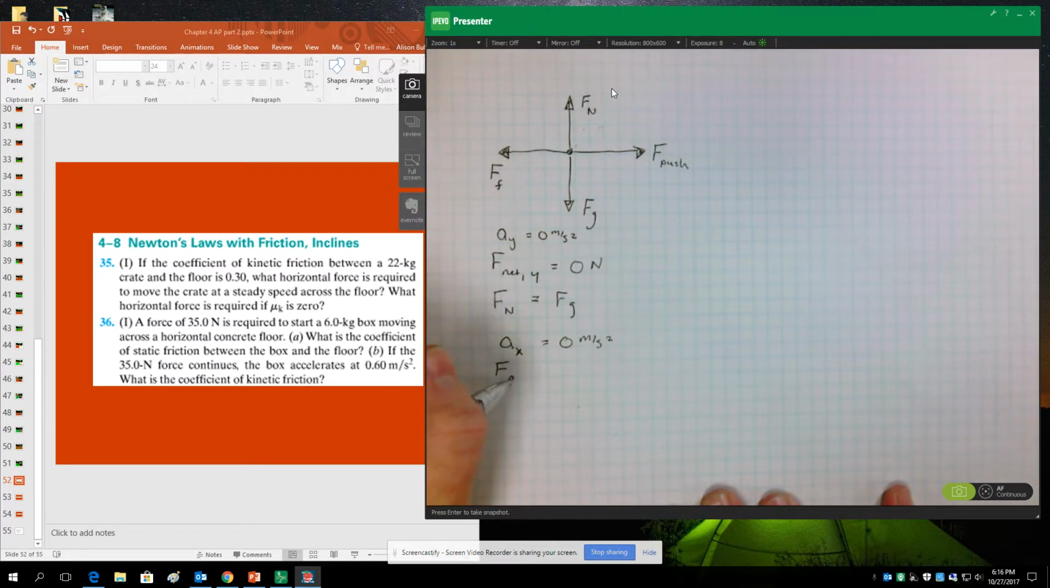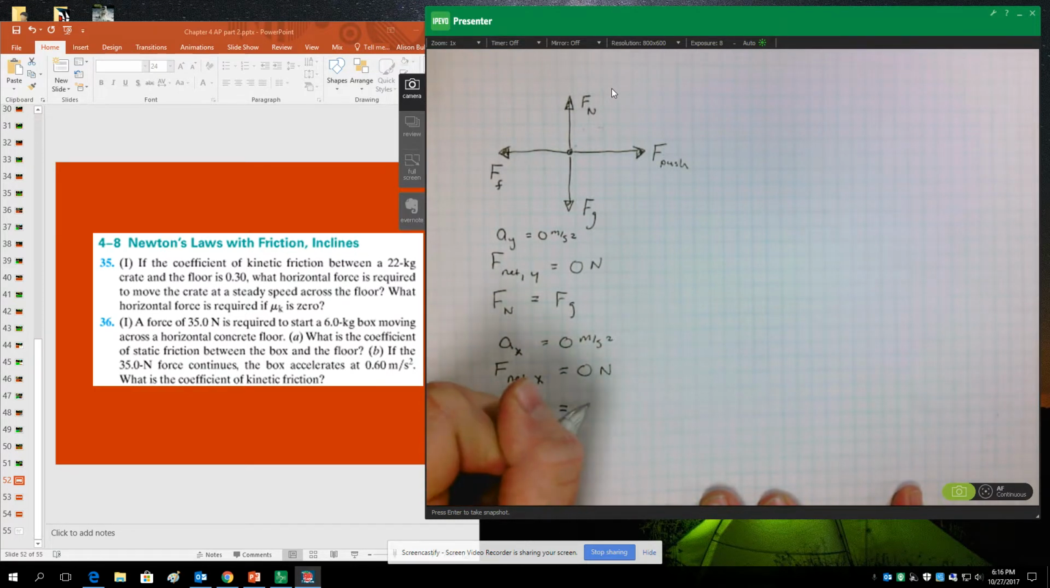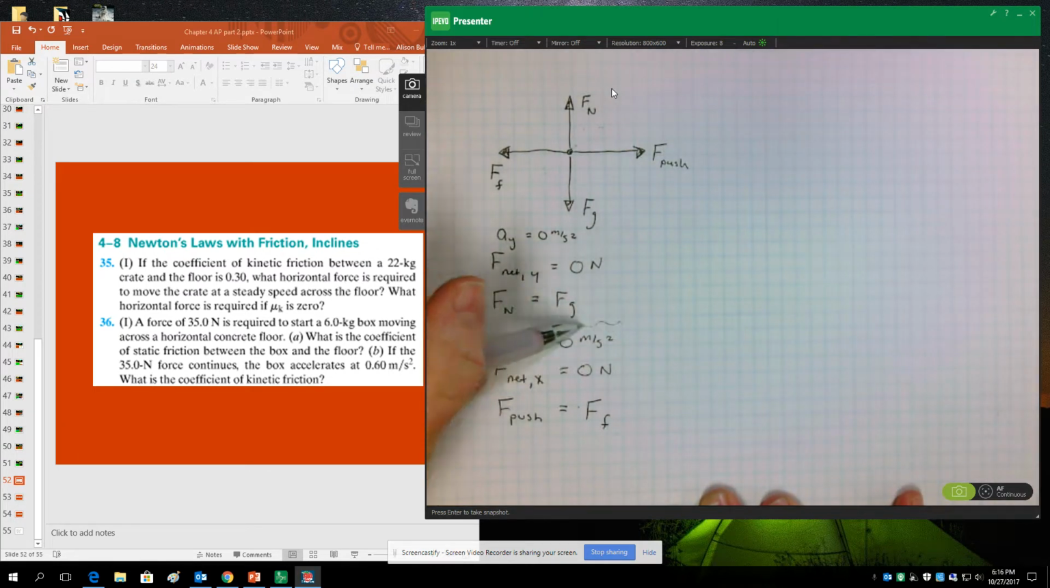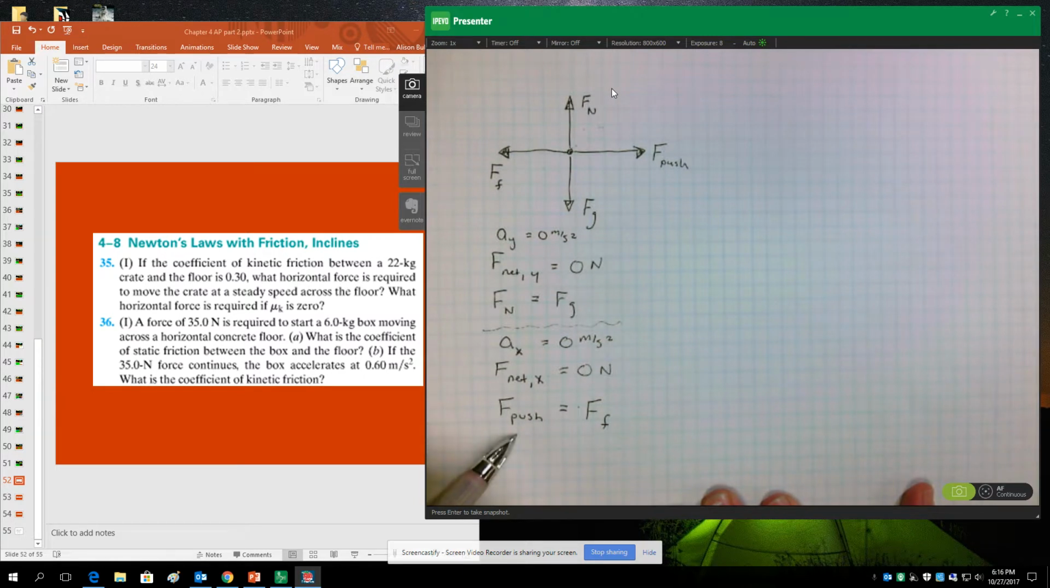That is to say, it's moving, but it's not changing its speed. So if the acceleration in the x direction is 0, then the net force in the x direction also needs to be 0. So the push force, the force I push with, should be equal in magnitude to the friction force. That's kind of like my big ideas here about accelerations and forces. The question is asking what force is required, so what's the push force to move it? So I'm trying to find the push force. I know the push force is in balance with the friction force.